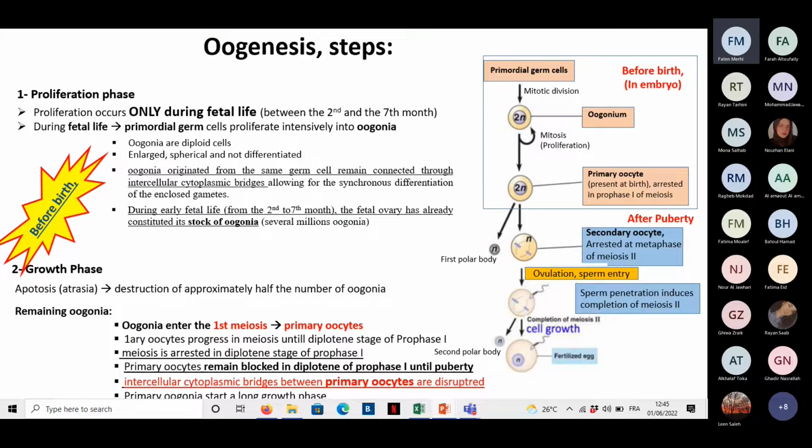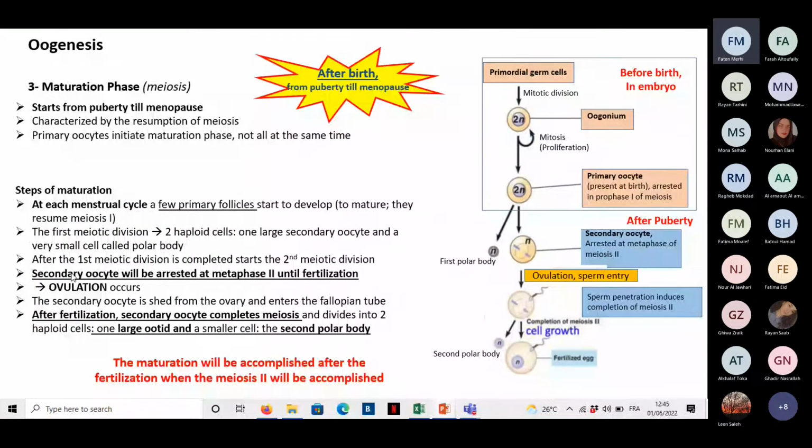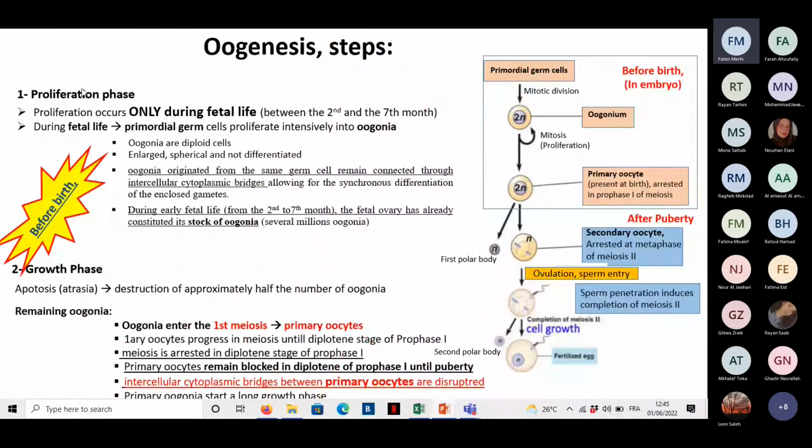So what are the steps of the oogenesis? During the oogenesis, we have a proliferation phase, a growth phase, and also a differentiation or maturation phase. During the proliferation phase, before birth, in the fetal life, during the embryogenesis, we will have a development of primordial germ cells in the female. Those primordial germ cells will divide in the female ovaries by mitosis to give oogonia.